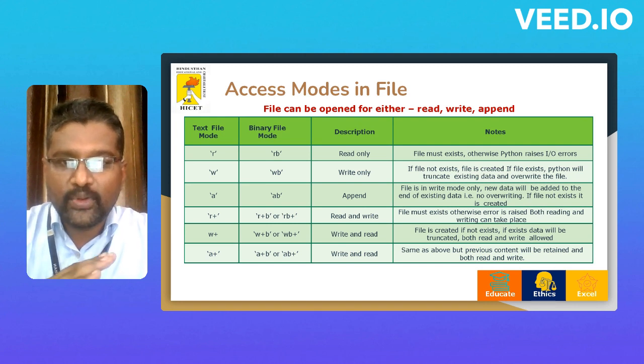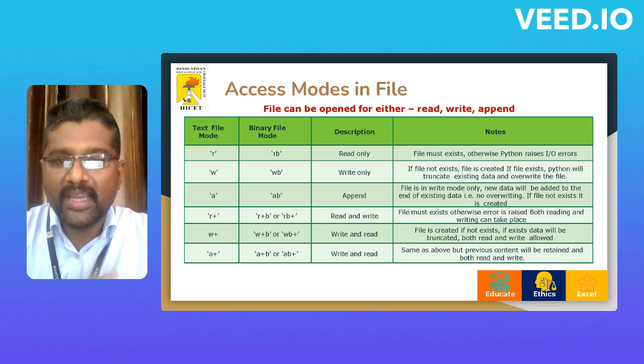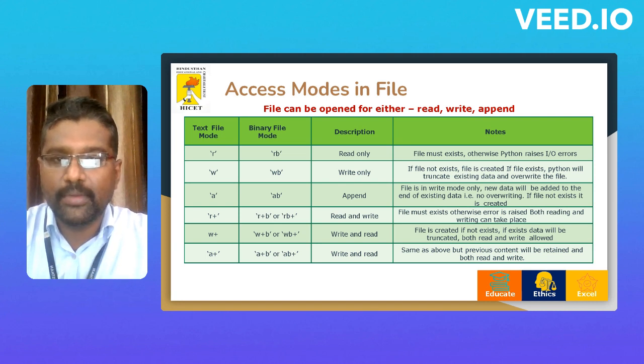When it goes to the text file mode, there are three access modes: R for read, W for write, and A for append. When it is R plus, we are going to read and write. When it is W plus, we are going to write and read. And the last one, A plus, we are going to read, write, and append.